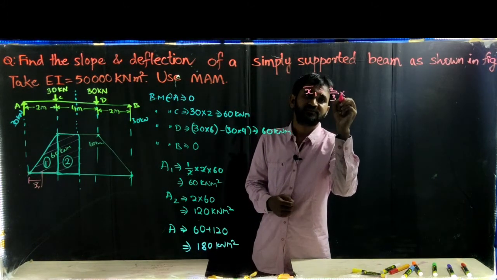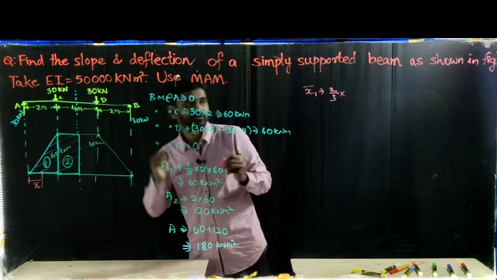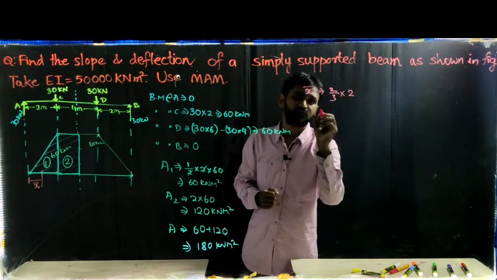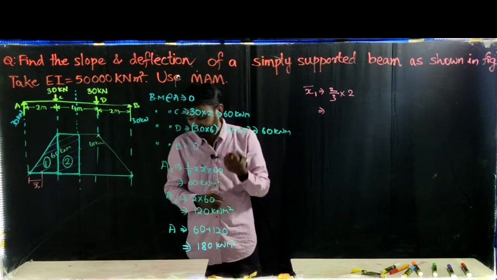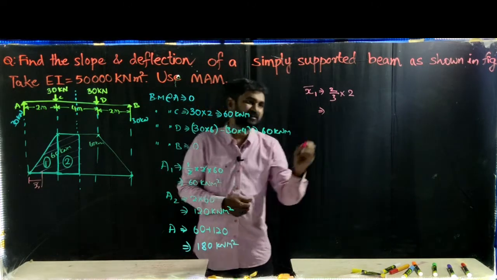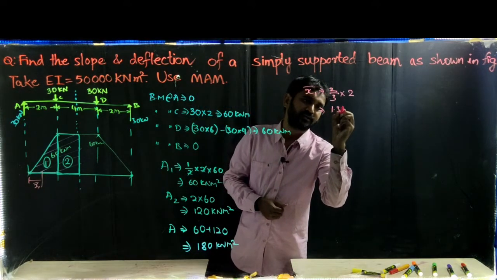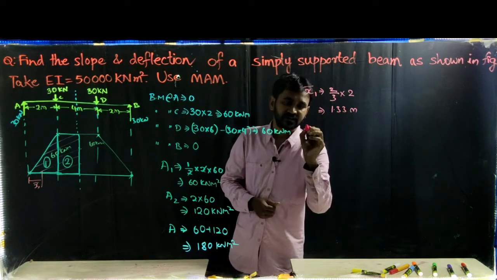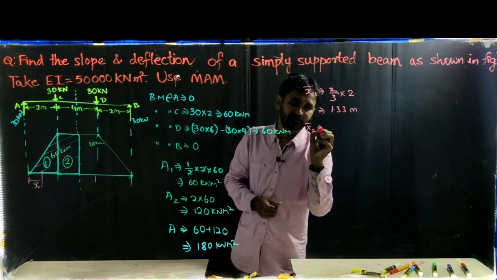2/3 of what is base here? Again 2 meters. So x1 you will get as 1.33 meters. Yes, 1.33 meters. Similarly, you have to calculate x bar 2.